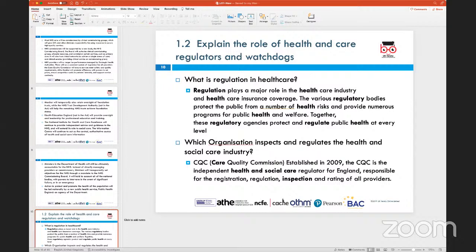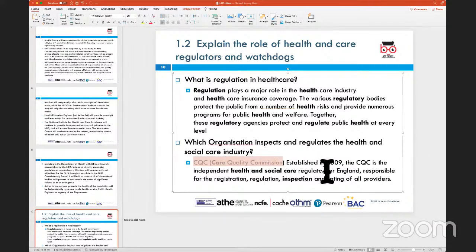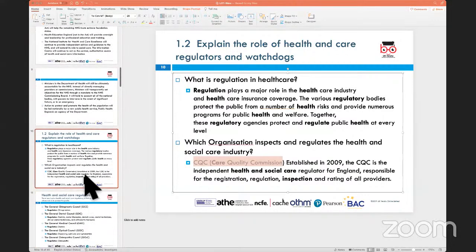Now, there are lots of different organizations within this sector which act as a regulator. But one of the key ones that we need to be aware of is CQC. The Care Quality Commission was established in 2009. The Care Quality Commission essentially is the body which regulates, inspects, monitors, and also comes out with guidelines which are to be followed by all the service providers within this particular sector.